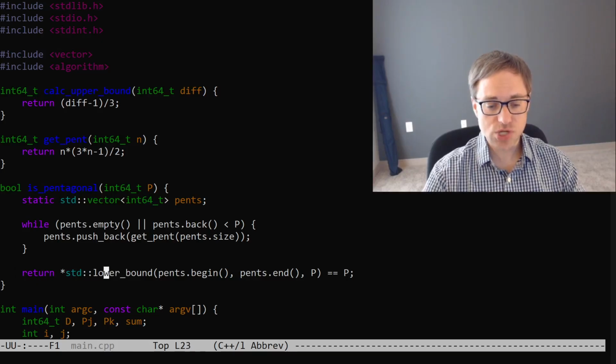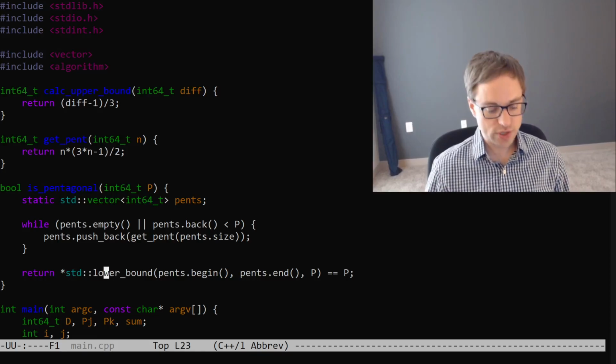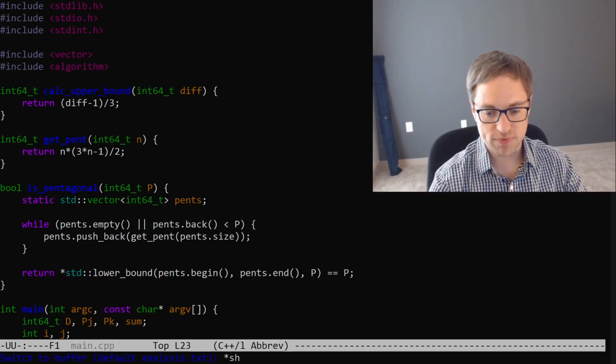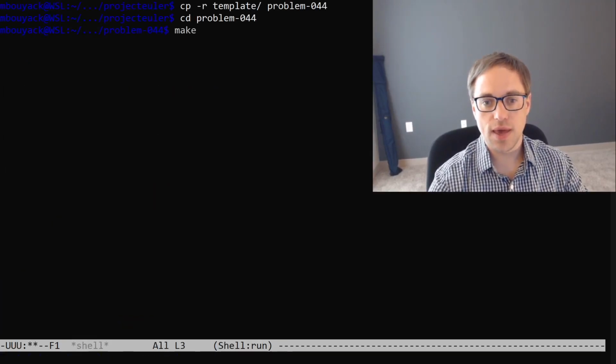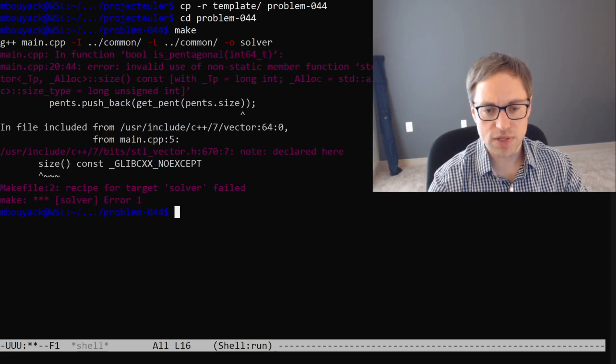Okay, so now we should have a complete implementation. Let's see how it performs. We'll go back to our shell and make. Apparently there's been a minor mistake.